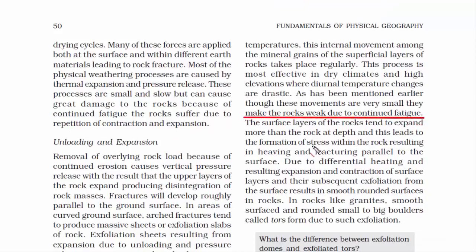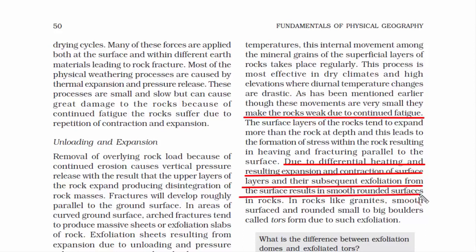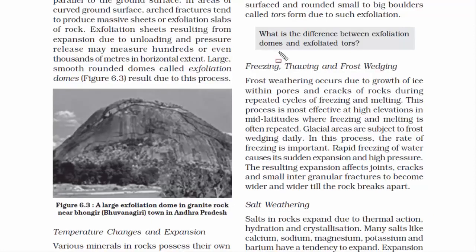Now this continuous movement makes the rock weak due to continuous fatigue, because over a long period of time, this can actually cause the molecules that make up the rock to decay and cause cracks in the rock structure. And then not to forget, water can get into those cracks and speed up the process of splitting. The third type of weathering in physical weathering is freezing, thawing, and frost wedging.